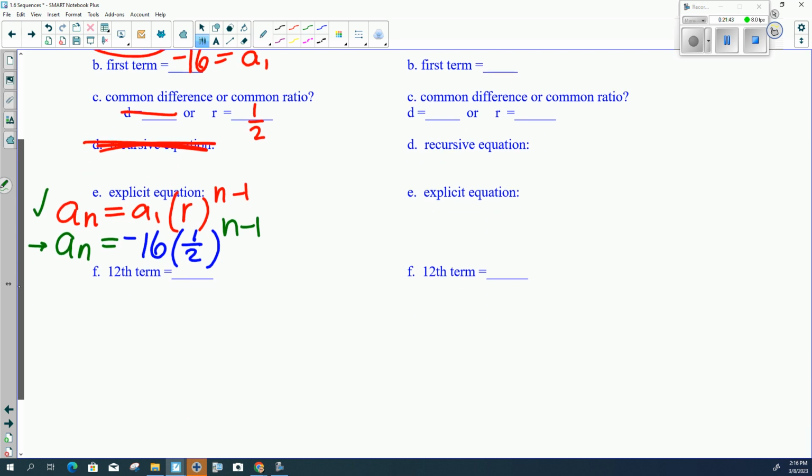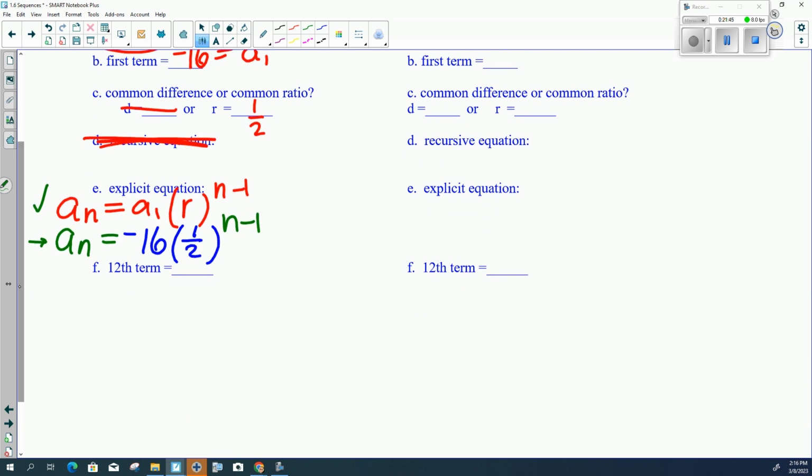And it's the same idea with your arithmetic ones. It's the same thing. You have to do that n minus 1. Okay, so to find the 12th term, we write a sub 12, kind of like function notation.